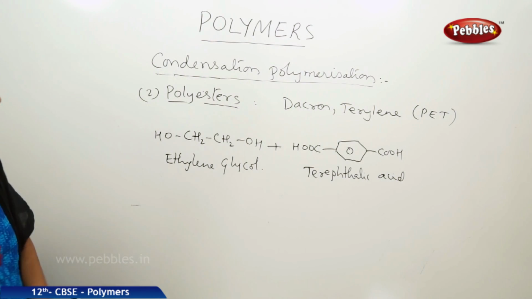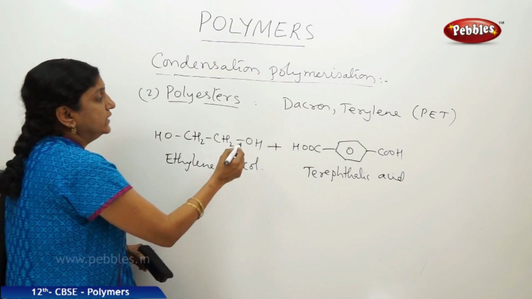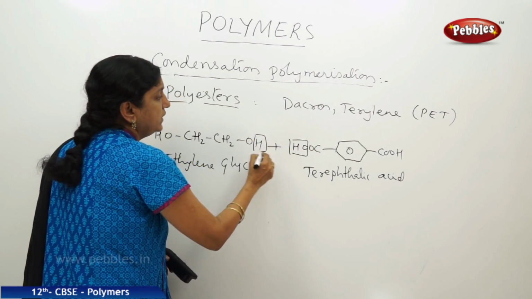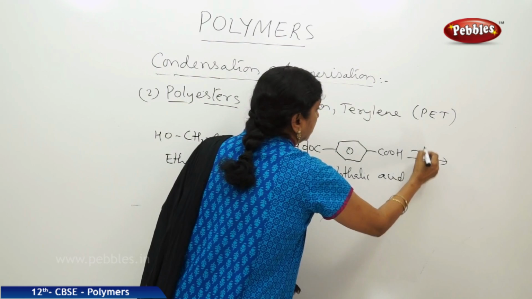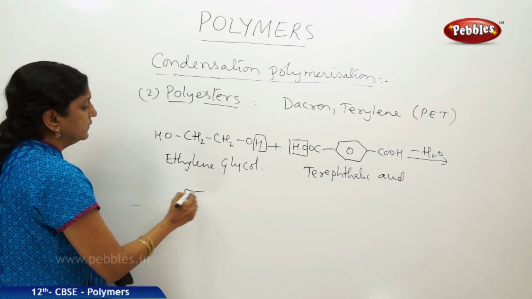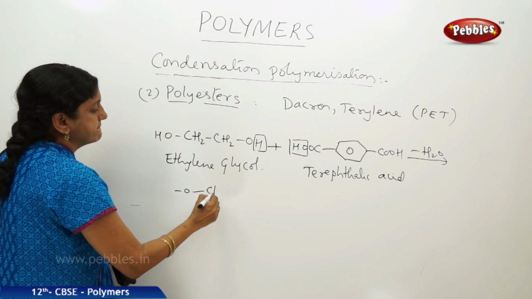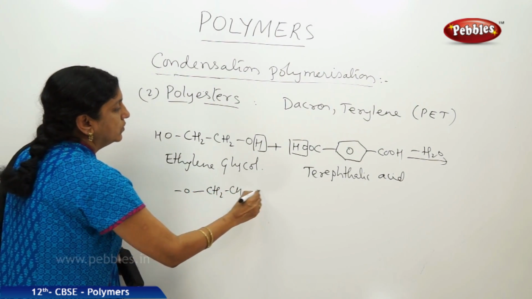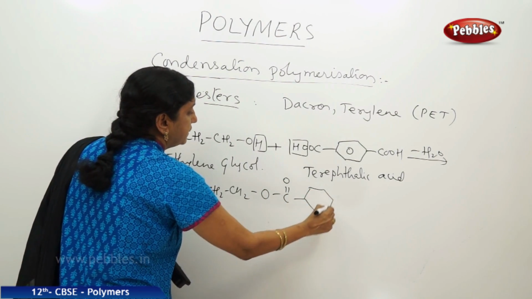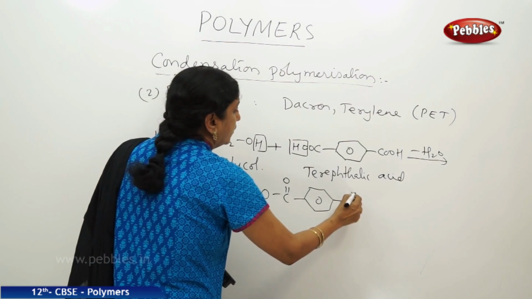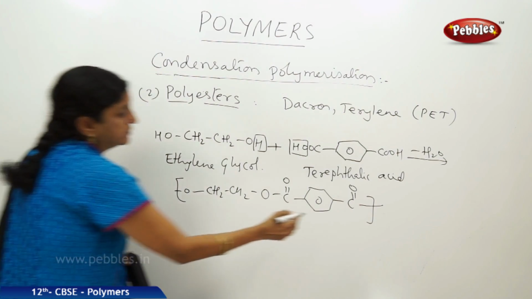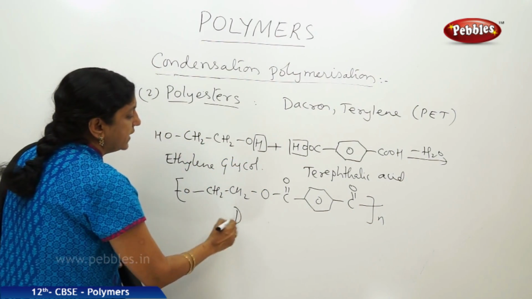Now, these two can undergo condensation. OH group from here and H from here can be lost as water, minus water, and it can give rise to this polymer: CH2, CH2, O, C double bond O, the benzene ring, C double bond O, n times. So, this is your Dacron.